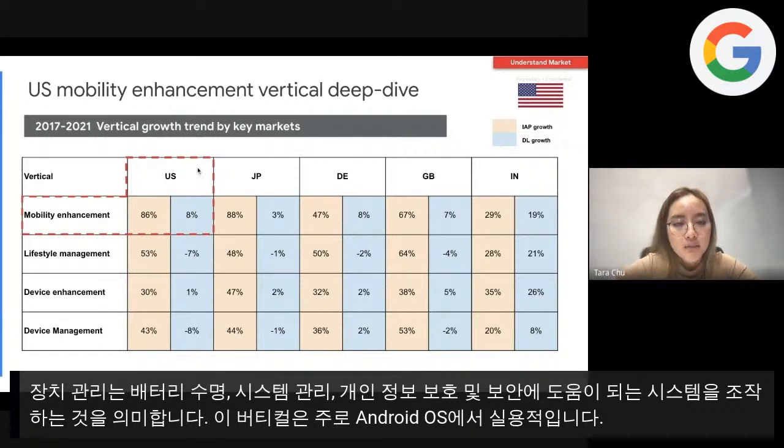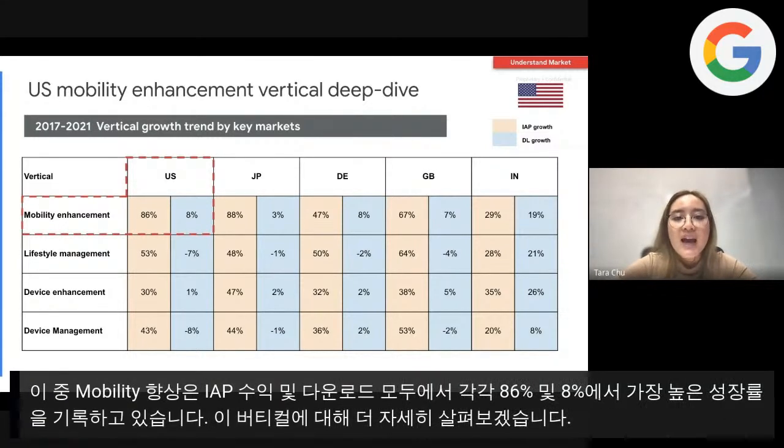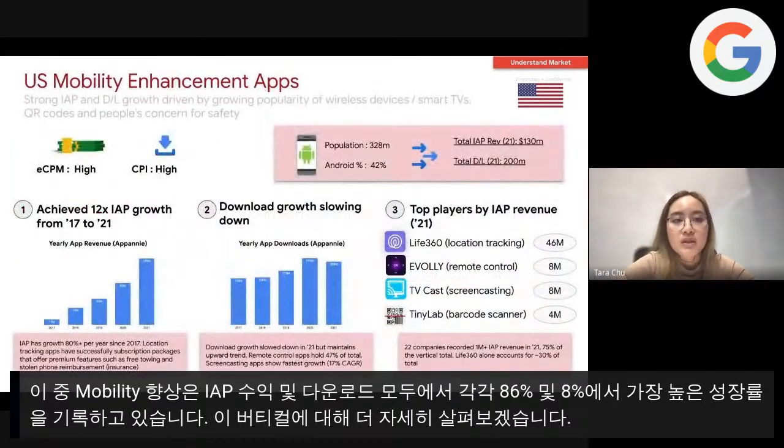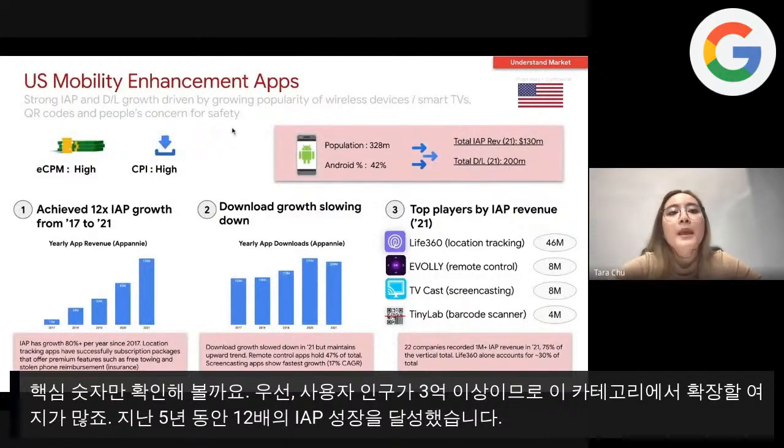Right, so you can see that among these, mobility enhancement has the highest growth on both IAP and download growth, at 86% and 8% respectively. Definitely this is one of the highest growth in the past 5 years, and that's why we're going to deep dive into this sub-vertical. In here, there are a lot of numbers, but I will share the key message.